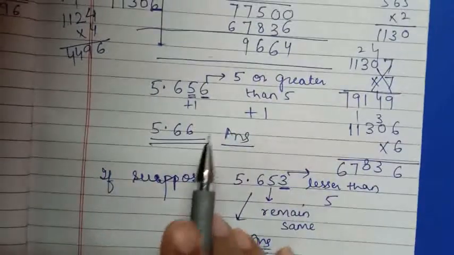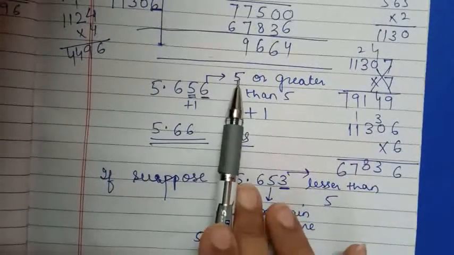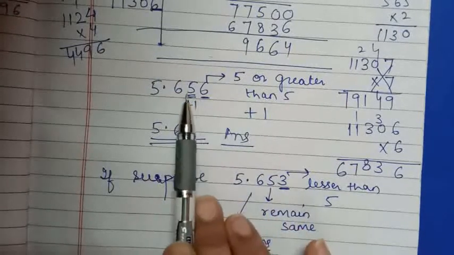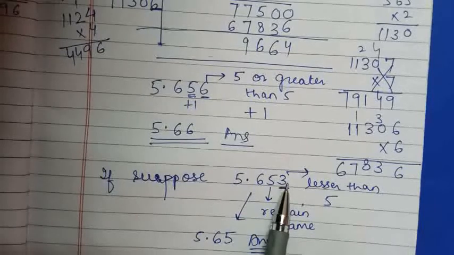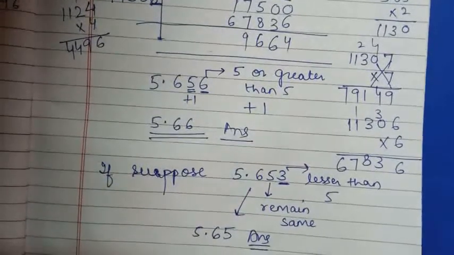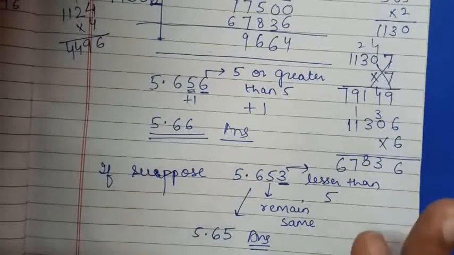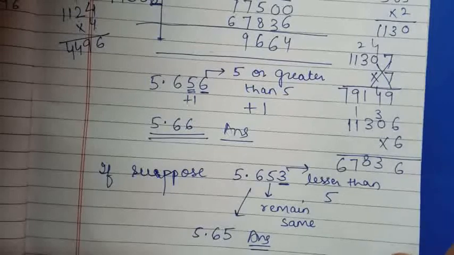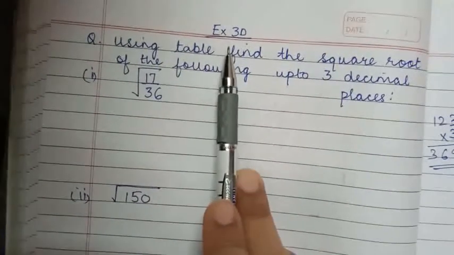So we find the third place in order to check. If it is 5 or greater than 5, we add 1 to the second place. If it is lesser than 5, the second place will remain the same. Is this clear? Apply the same method in all other questions, in all other parts. It is very simple. You can try it yourself. Now we will move on to the next exercise, 3D.